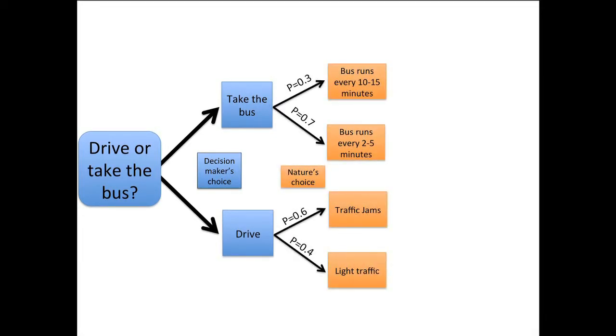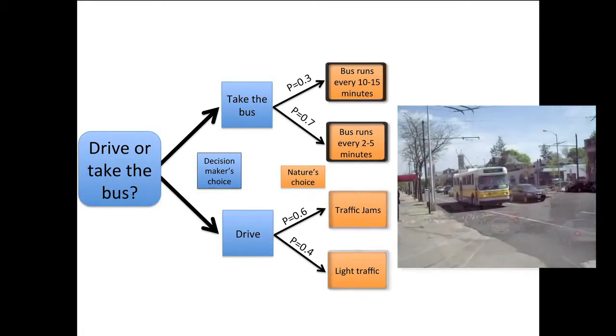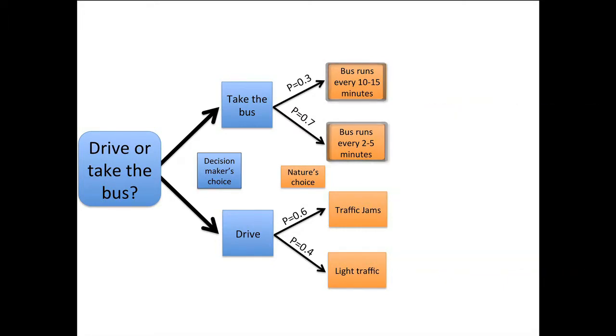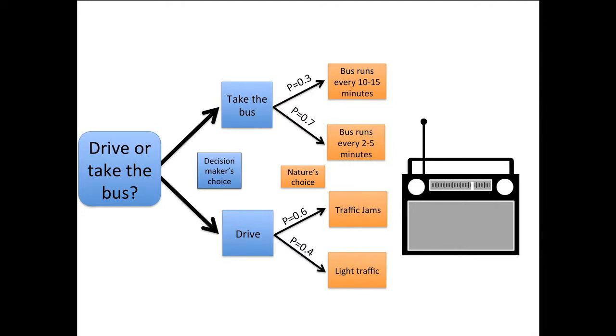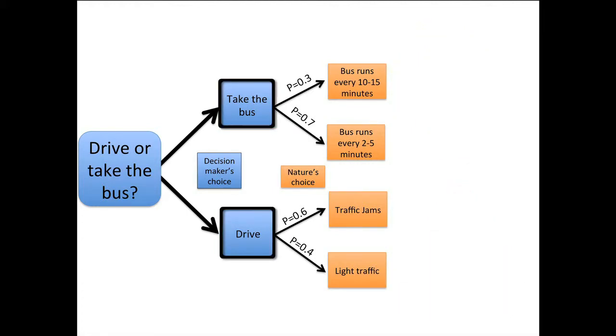Once I've identified the possible decisions, I now need to think about the possible outcomes each decision could lead to. While driving, I could either hit light or heavy traffic, and the bus could be running either very frequently or just normally. Every morning, I tune into the radio and I listen to the traffic report and the weather. Based on both of these, I have to estimate how long it would take to drive in versus how long it would take to take the bus.